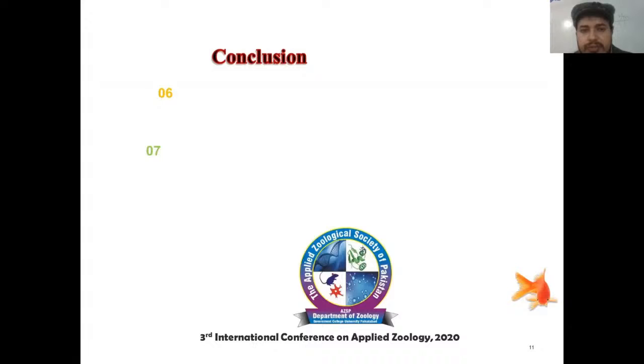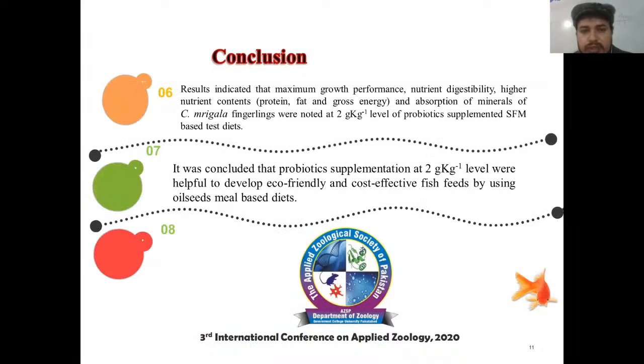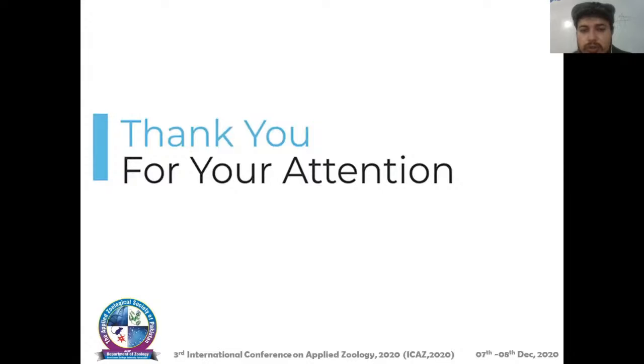Conclusion. Results indicated that the maximum growth, nutrient digestibility, higher nutrient contents like protein, fats, and gross energy, and absorption of the minerals of the Cirrhinus mrigala fingerlings were noted at the 2 gram per kg level of probiotic supplemented SFM-based diet. It was concluded that probiotic supplemented at 2 gram per kg level was helpful to develop an eco-friendly and cost-effective fish meal by using oilseed-based diets. Thank you for your kind attention.